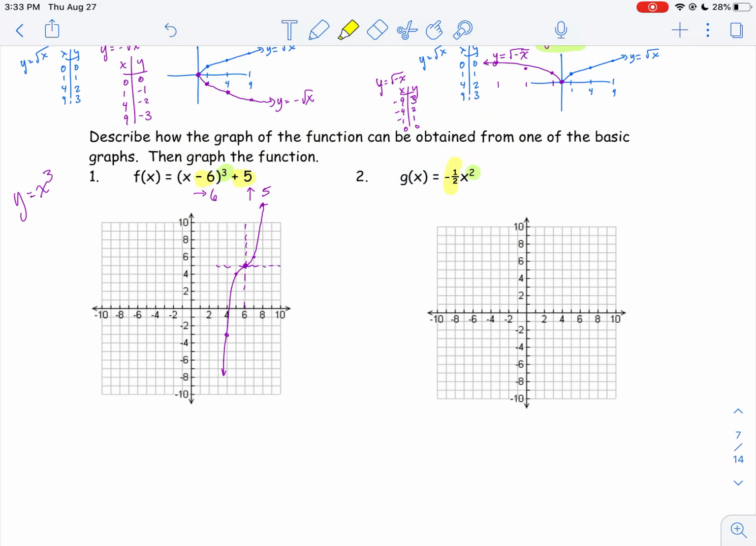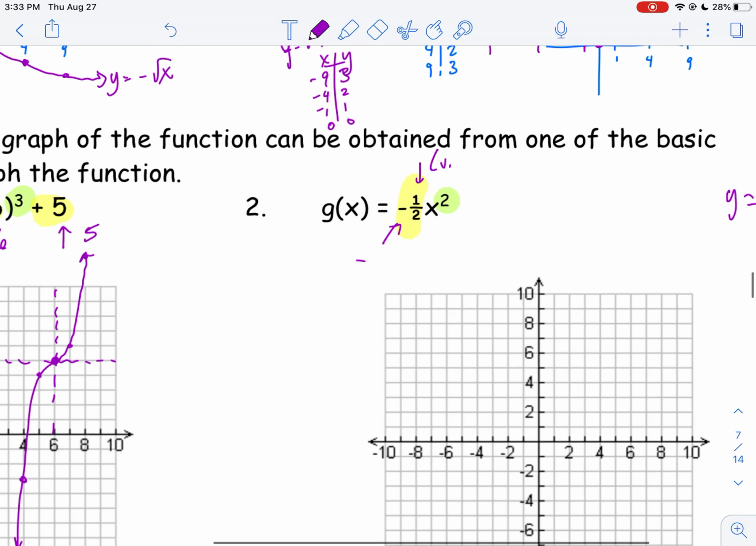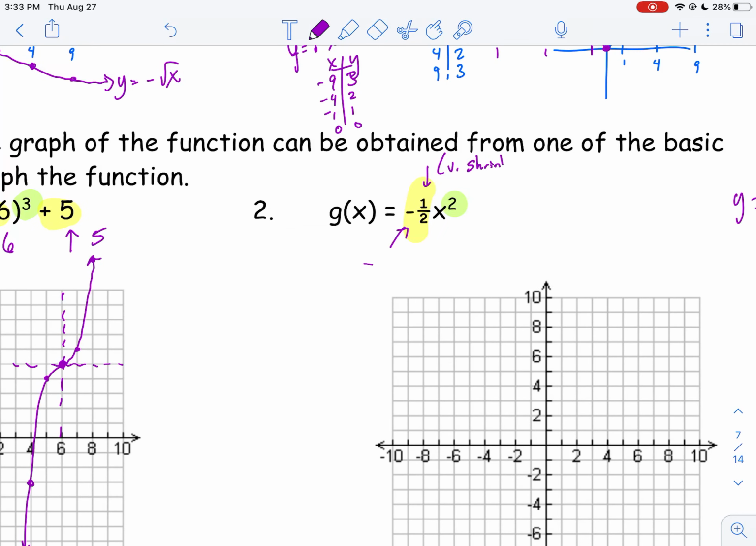So we've got a couple things going on here. We've got y equals x squared. We also have times 1/2 and the negative. Notice these are both on the outside. So 1/2 is between 0 and 1. So this is going to be a vertical shrink of 1/2. And this negative is going to reflect vertically across the x-axis.